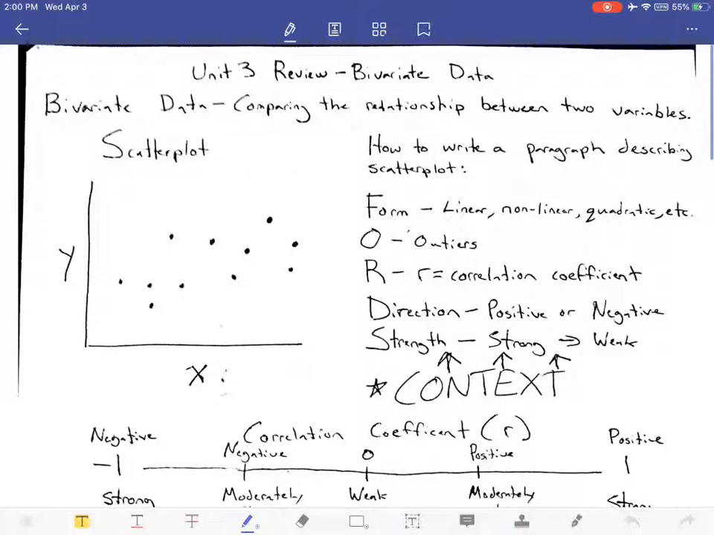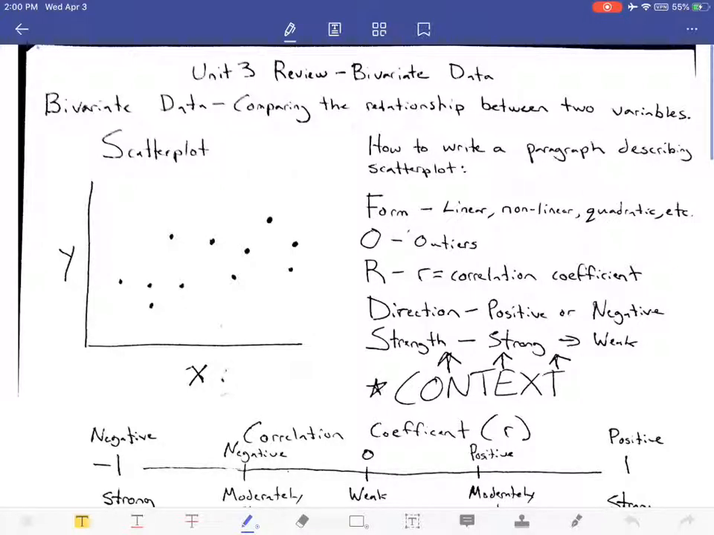R is our correlation coefficient, which helps us determine our direction and strength. Direction is going to be positive or negative. Positive if the trend of the scatter plot points is going up, and negative if the trend of those points is going down. The strength is going to be anywhere from very strong to very weak, with a sliding scale in between.